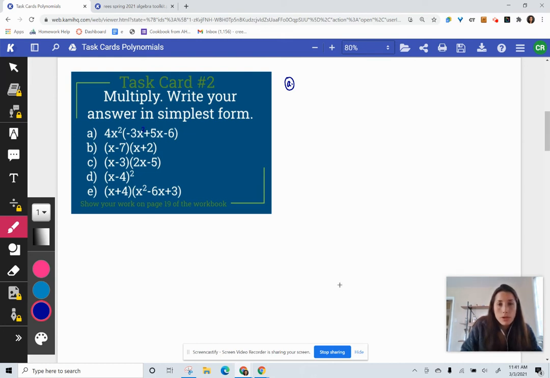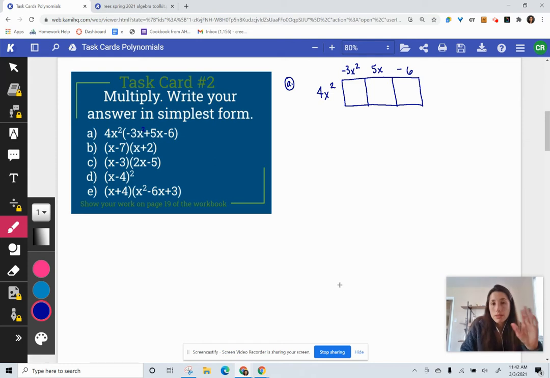So our first problem here, we have a 4x squared. That is a single term, and we are multiplying that with a trinomial, 3 terms. So we're multiplying it with negative 3x, that should be squared. We are multiplying it with a 5x, and then we are multiplying it with a negative 6. So just remember, when you are multiplying 4 with all of these numbers, just the coefficients, we are multiplying them like regular numbers. Okay, so don't do any of these exponent rules to them.